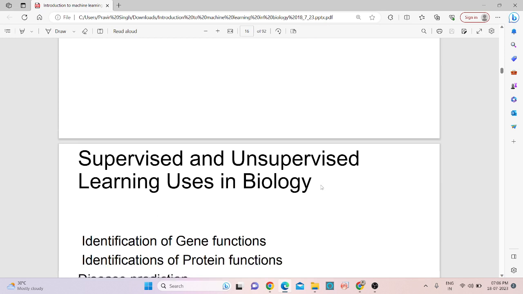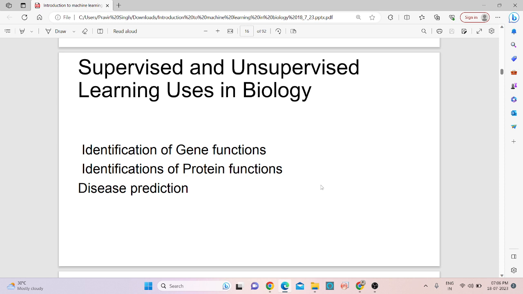Now we will come to a little more clearly what is supervised and unsupervised learning in biology. You can use them to identify gene functions, protein functions, disease prediction, etc.